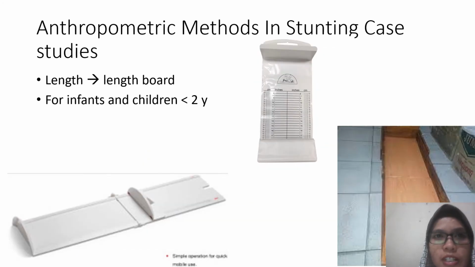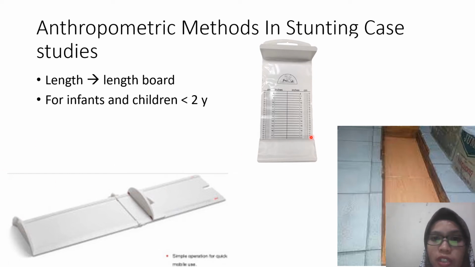Okay, before discussing anthropometry in the stunting case study, of course we must understand what stunting is. Stunting is impaired growth and development that children experience from poor nutrition, repeated infection, and inadequate psychological stimulation. The anthropometry method used to assess stunting is height. For infants and children under 2 years old, use a length board.